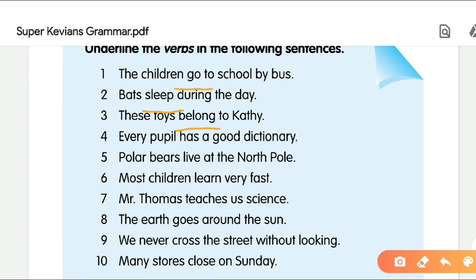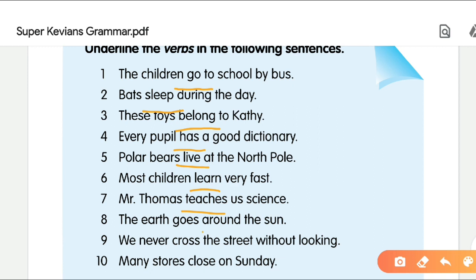Every people has a good dictionary. Here, has is also a verb. Polar bears live. Live is a verb. Most children learn very fast. Learn is a verb here. Mr. Thomas teaches us science. Teaches is a verb here.